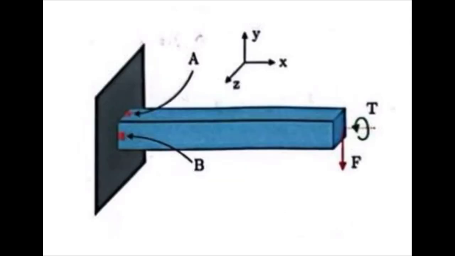Let's dive into the detailed analysis of this exam's first problem. We're examining a cantilever beam with a downward force applied at the free end and a counterclockwise torque when viewed from the positive x direction. Our objective is to assess the stress types at two specific points, element A and B.